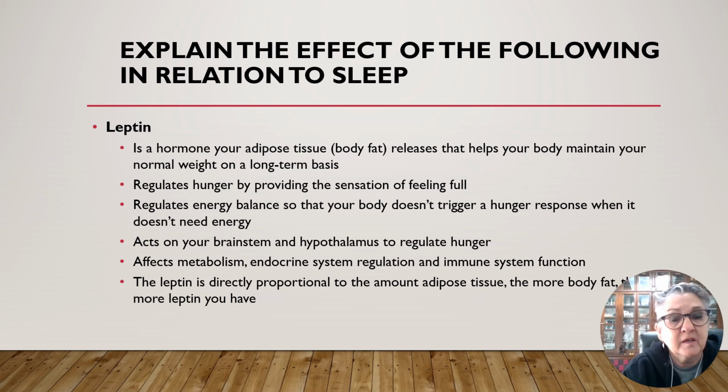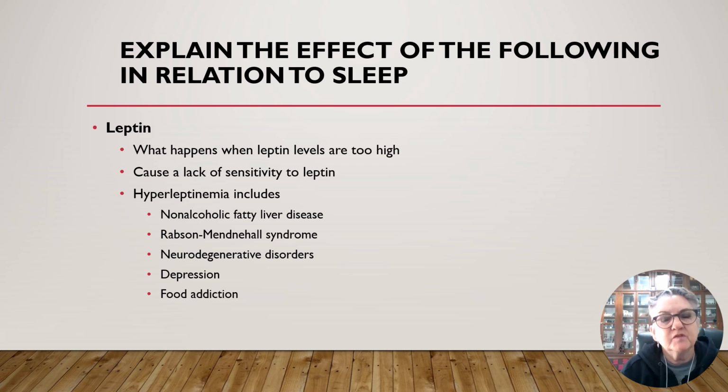The leptin is directly proportional to the amount of adipose tissue. The more body fat, the more leptin you have. What happens when the leptin levels are too high? Well, it can cause a lack of sensitivity to leptin. And hyperleptinemia includes non-alcoholic fatty liver disease, Robinson-Mendenhall syndrome, neurodegenerative disorders, depression, and food addiction.